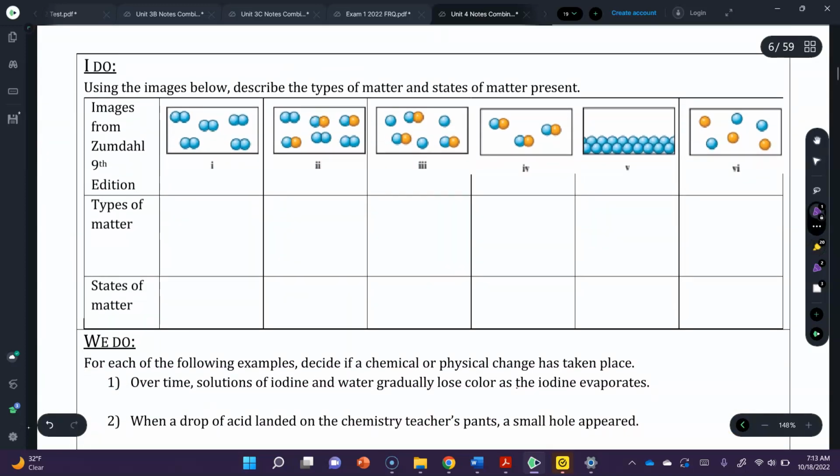Okay, so we're going to look at the IDs and WEDs now. So working these out, we want to use these images to describe the type of matter, so from earlier in the notes, and the states of matter that are present. So here we have types of matter. So we see two atoms that are the same bonded to each other. So we could say compound, but this is definitely a pure substance.